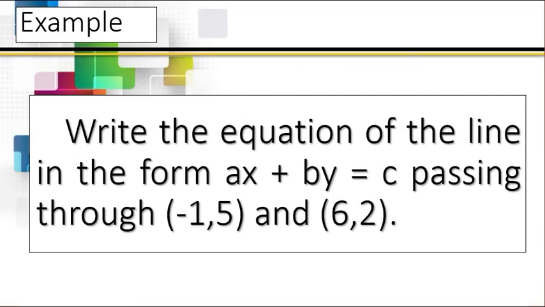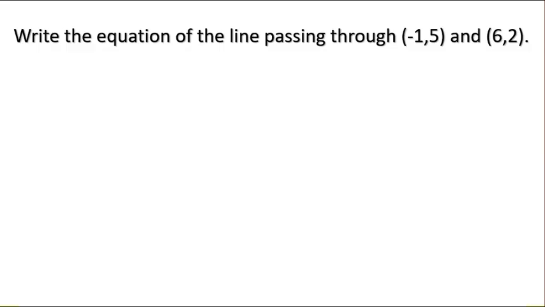Let's proceed to example number 2. Write the equation of the line in the form ax plus by equals c passing through (negative 1, 5) and (6, 2). So again, let's copy our problem. Remember that the required equation or form is ax plus by equals c. Now let's label our given. This will be your x sub 1, your y sub 1, your x sub 2, and your y sub 2.